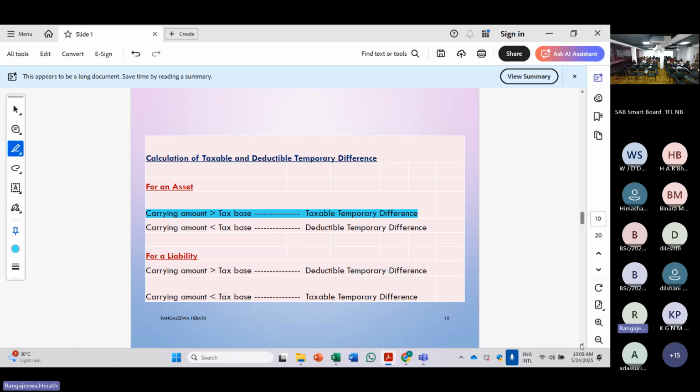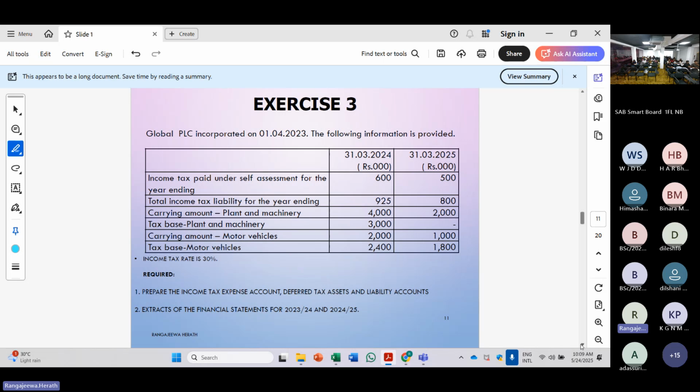Right. Now we'll take exercise 3. Income tax paid under self-assessment for 2024/25. Total income tax liability. You are given the carrying amount of plant and machinery and tax base of plant and machinery, and the carrying amount of motor vehicle and tax base of motor vehicle.